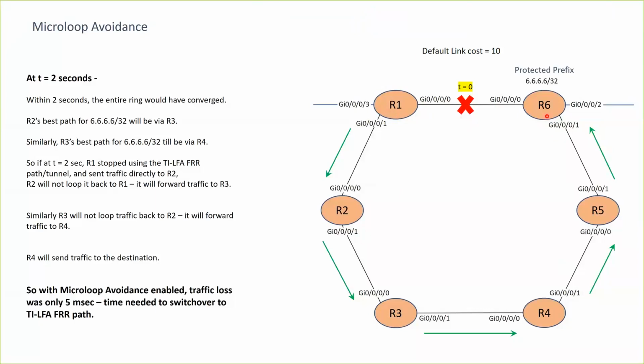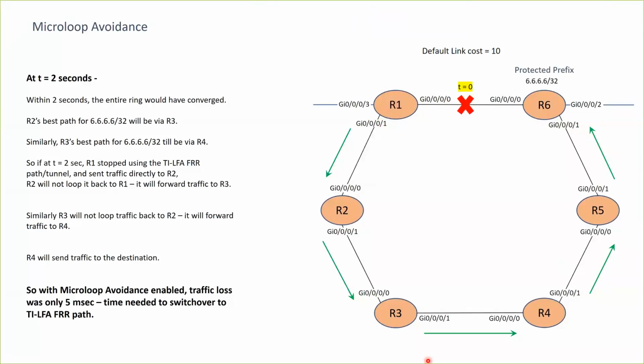If R7, R8 is your best path, then TI-LFA will do FRR on that best path only. But if the best path is not R7, R8, and the best path ends up becoming R2, R3, then TI-LFA will ensure that FRR is on that R2, R3 path only. It will choose a PQ node on that path. But RLFA will not do that.